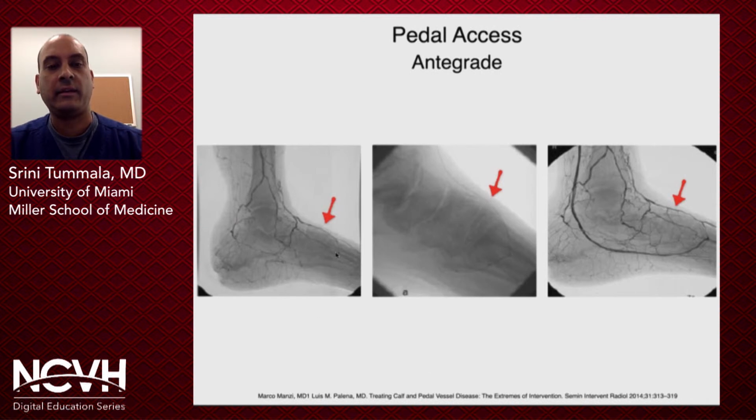If you look at this, this is a diseased pedal loop. Access point is here in an antegrade fashion directly into the dorsalis pedis artery to allow crossing of the disease and the CTO, and then therapy was delivered, and then you end up with a good result.